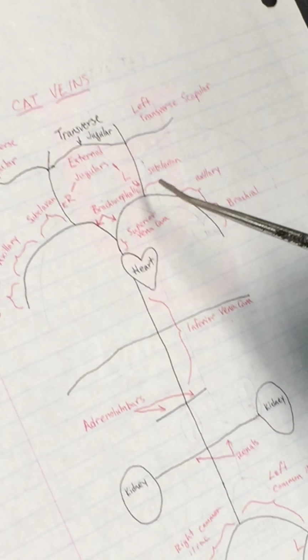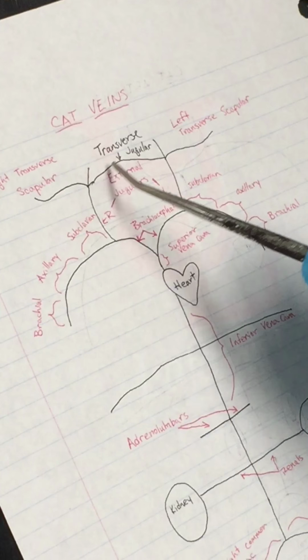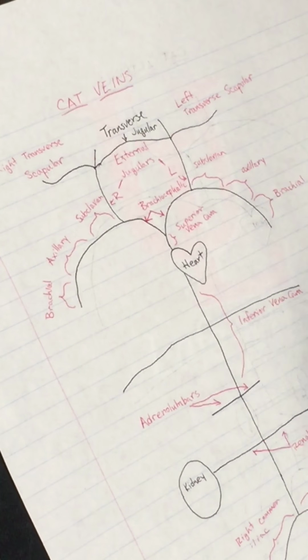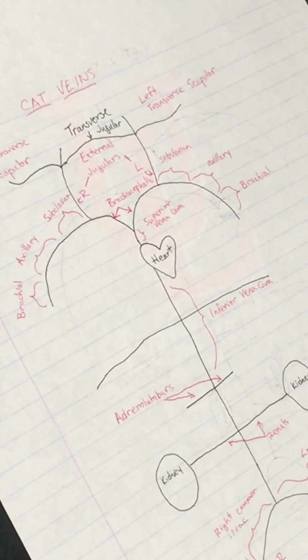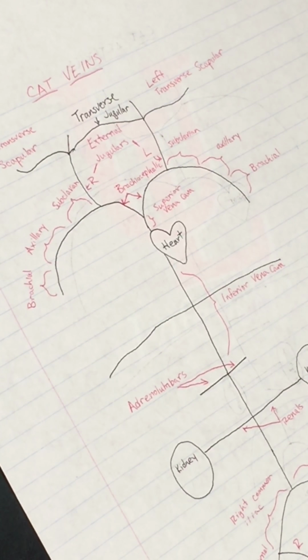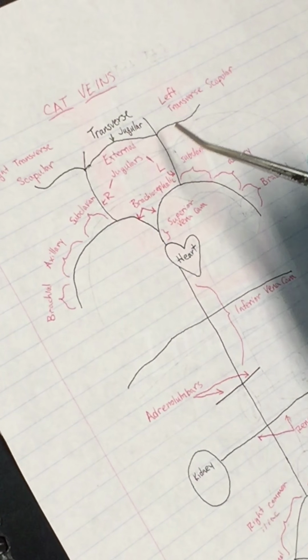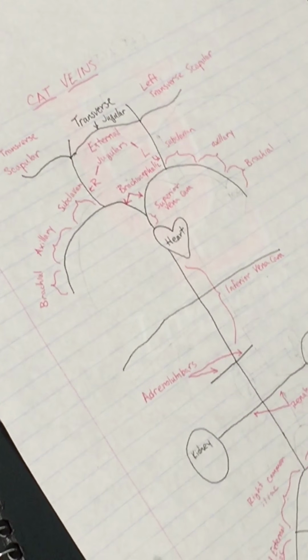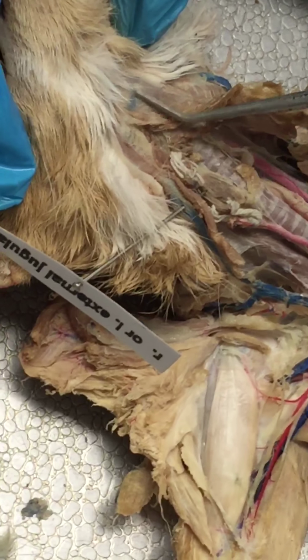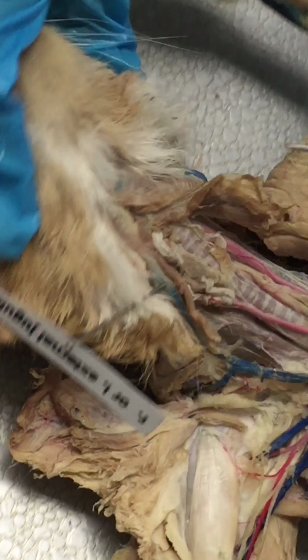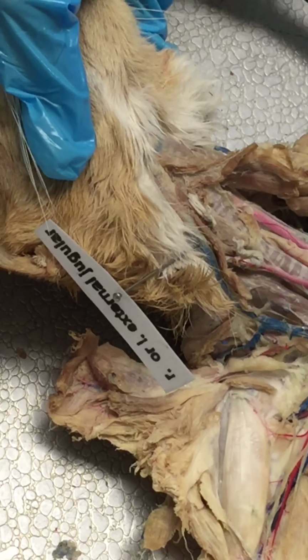Thank you. Your left and right external jugular lead to your transverse jugular that connects the external jugulars. Outside that connection point where the transverse jugular and external jugular meet, you have your right and left transverse scapular. Right transverse scapular, left transverse scapular. And that would be out here. This is your external jugular. You can see that blue right there would be the transverse. Out here and out here would be your transverse scapular.